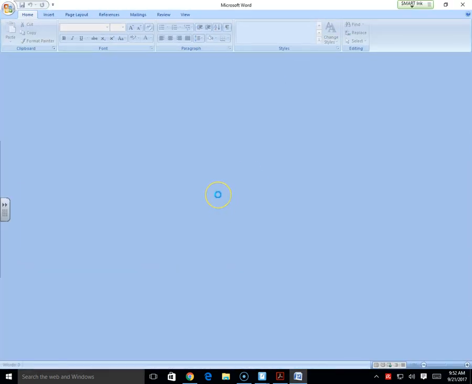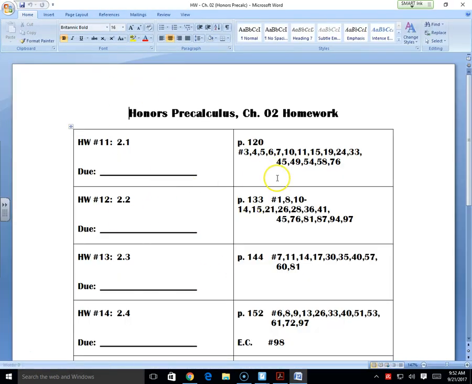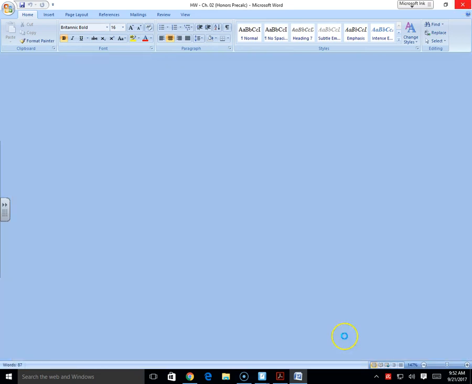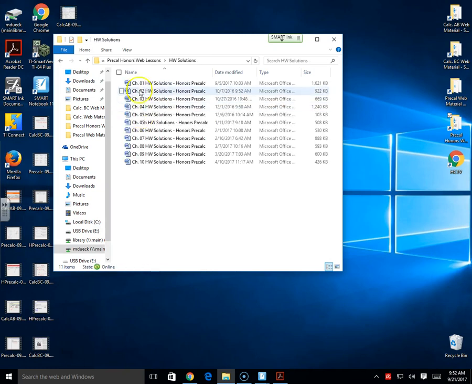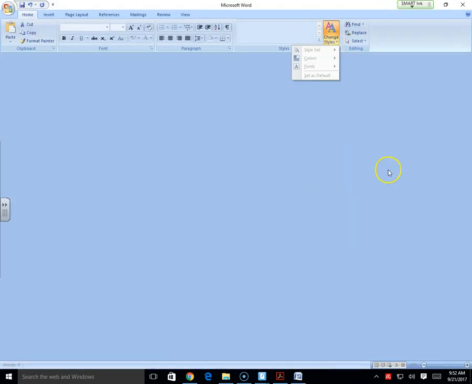Tower. Oh no, where is he? That's not what I wanted. That's the wrong one. In case you guys didn't know what the homework problems are, there they are. There we go.